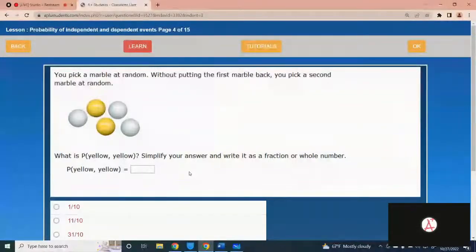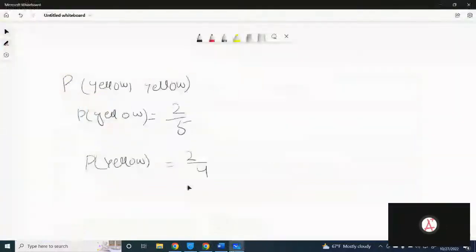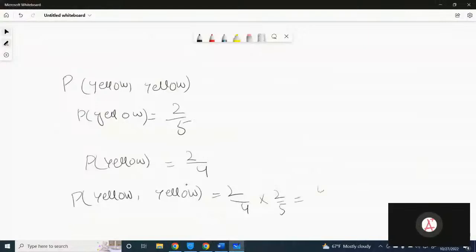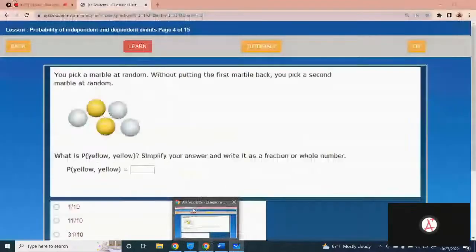Okay, now let me complete this one. For the second time, it would be 2 by 4. So the probability of getting yellow and yellow is 2 by 4 times 2 by 5. 2 times 2 is 4 and 4 times 5 is 20. To convert to the simplest form, divide by 4. So it would be 1 over 5. Got it? So 1 by 5 is the probability.